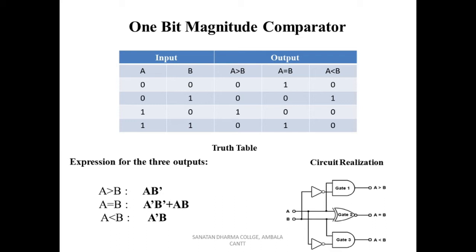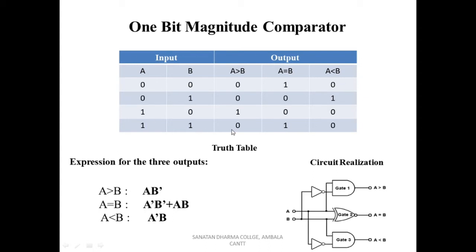In the second case, what will happen? A is less than B, so the output corresponding to A less than B will be high. Again, 1 is being compared to 0, so the output corresponding to A greater than B will be high. Then 1 1, again both are equal, so A equal to B will be high.